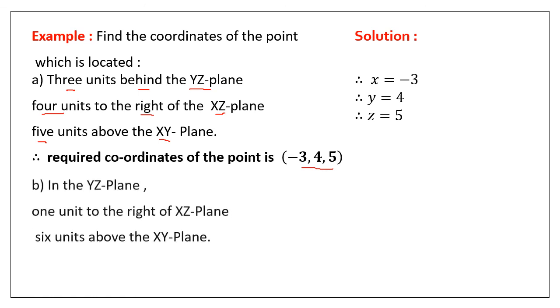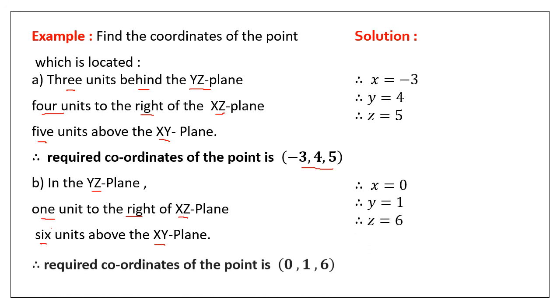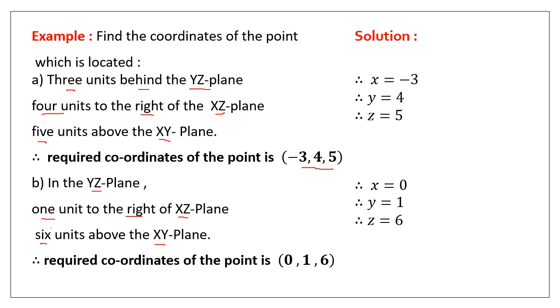Next example, in the yz plane. See, any point in the yz plane has x equals 0. So we have x equals 0. Now 1 unit to the right of the xz plane means y equals plus 1. Now 6 units above the xy plane. Above means z equals 6. So the required coordinates of the point are 0, 1, 6.